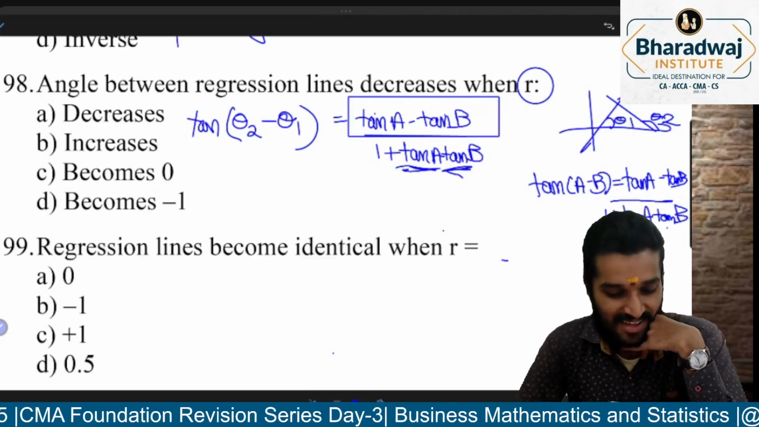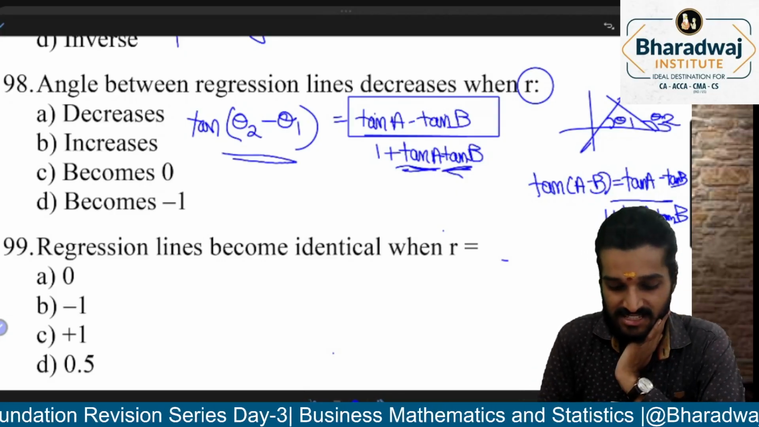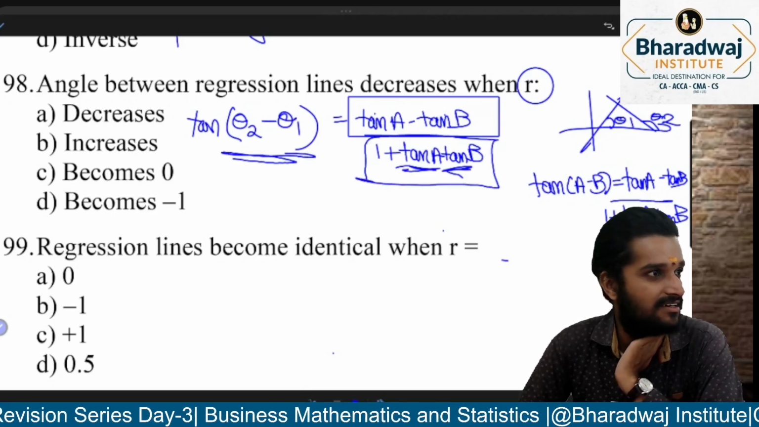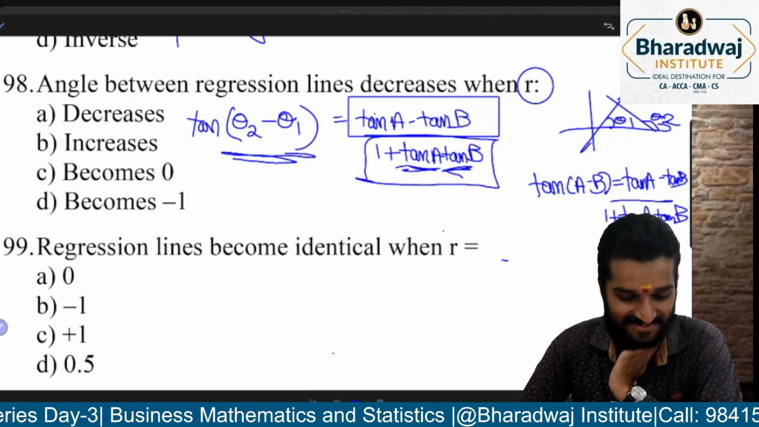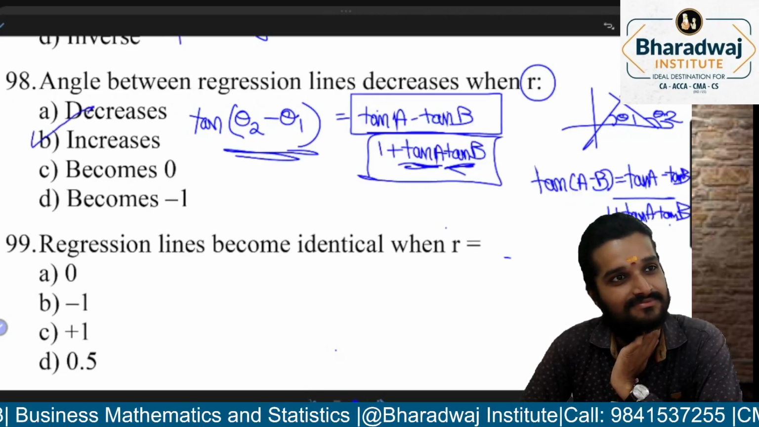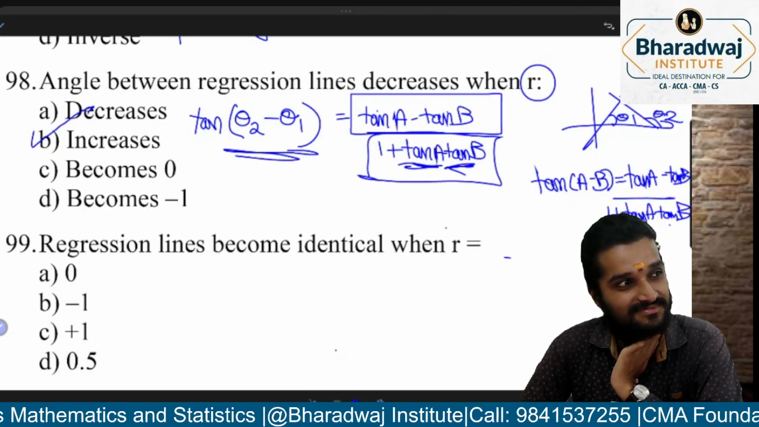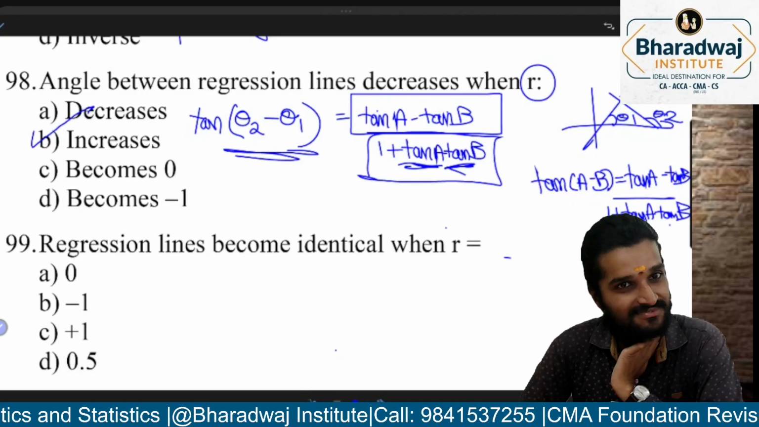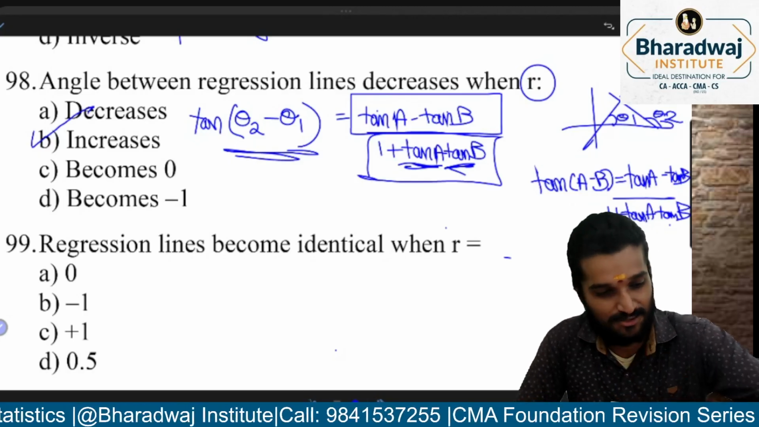Now, the angle between the regression lines decreases. This value decreases when the denominator increases, right? When will the denominator increase? R increases. Clear? Such a good question, right?